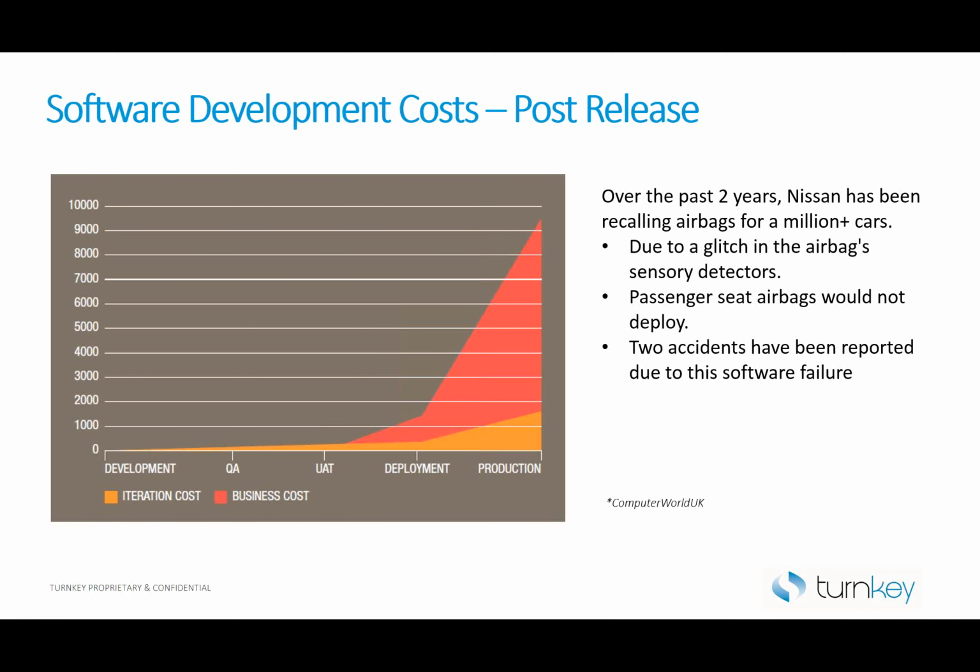Over the past 2 years, Nissan has been recalling airbags for over 1 million cars due to a glitch in the airbag sensory detectors. Passenger seat airbags would not deploy. So far, 2 accidents have been reported due to this software failure.